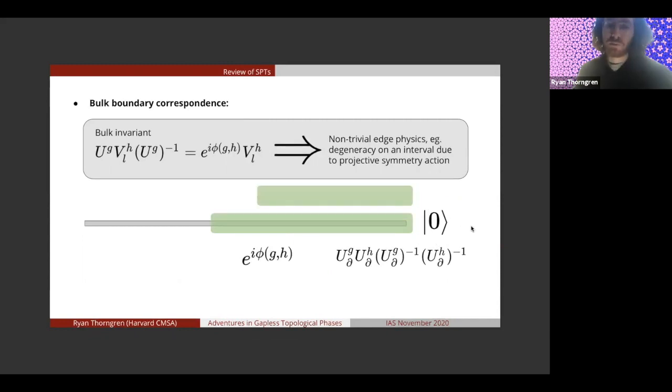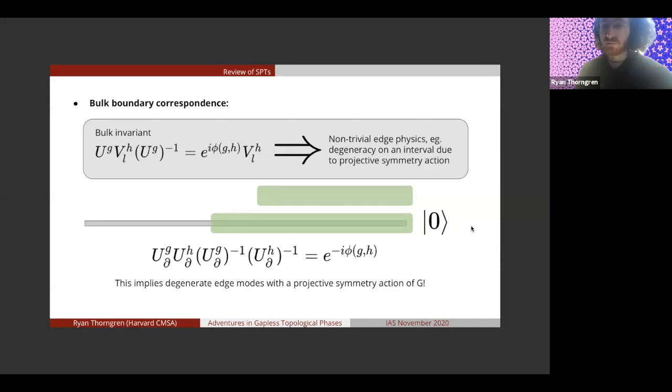Okay, so this projective symmetry action tells us, for one, that we have a degeneracy if we study the system on an interval, because all of these projective representations have some dimension greater than 1.